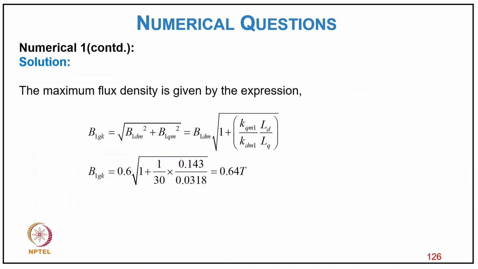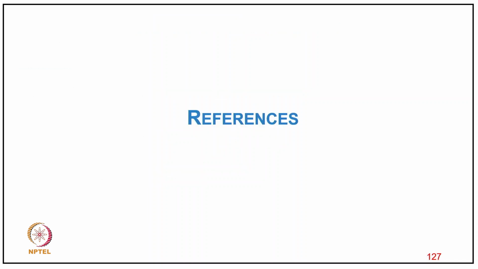So maximum flux density is given by the expression here: B1 equal to Vd1 square plus Vq1 square, or B1 square root of 1 plus Kqm LD upon LQ. So putting the values, it comes 0.64 Tesla.